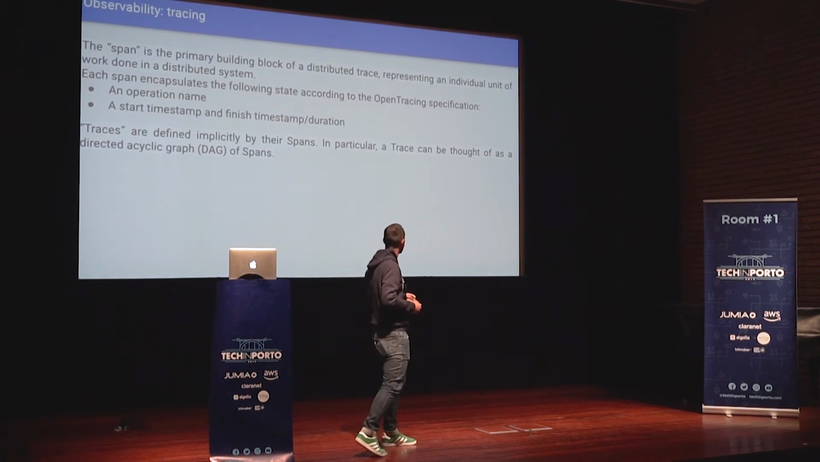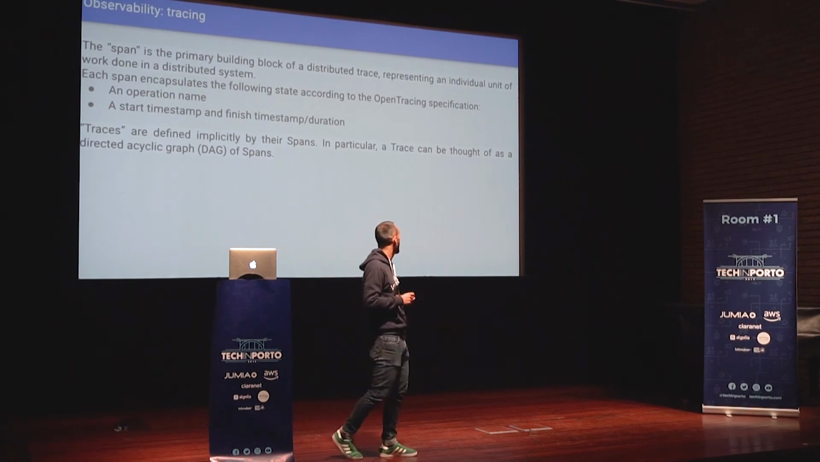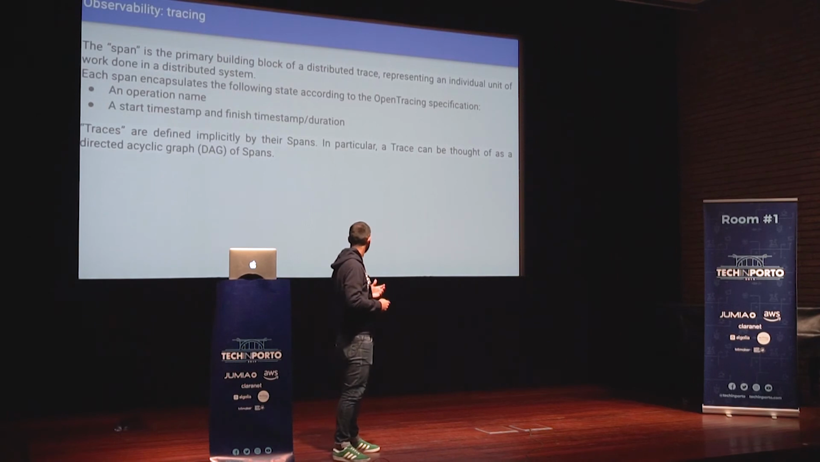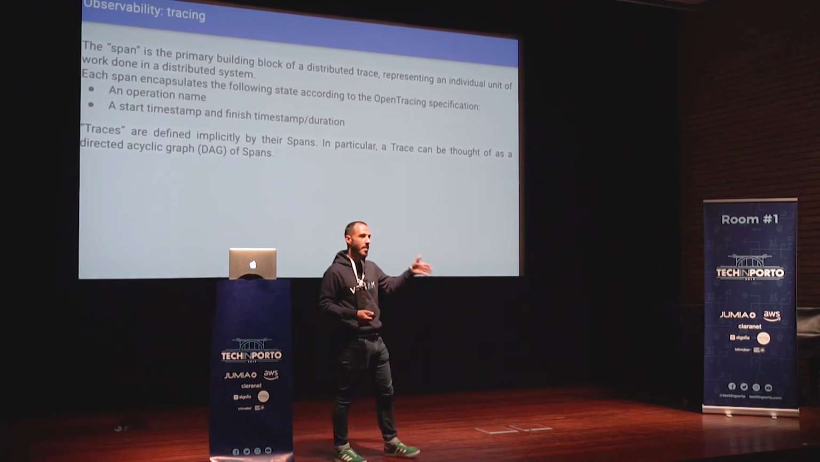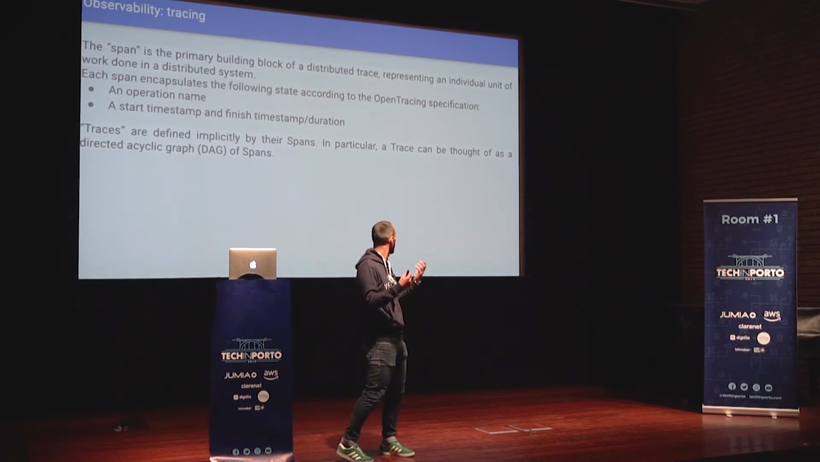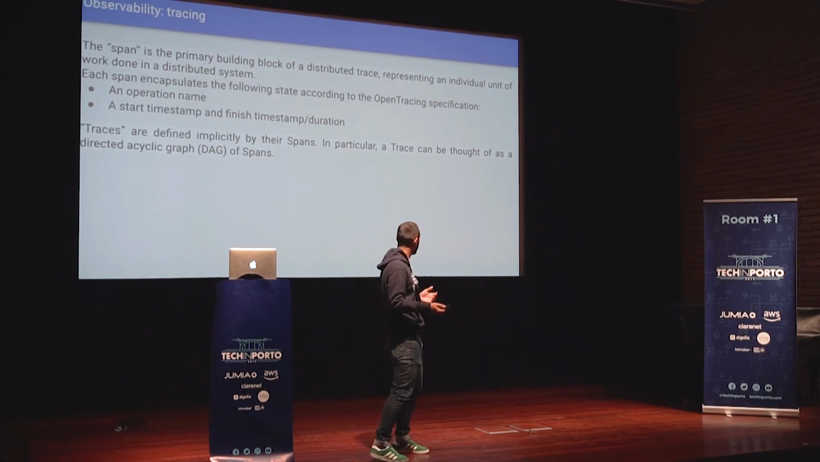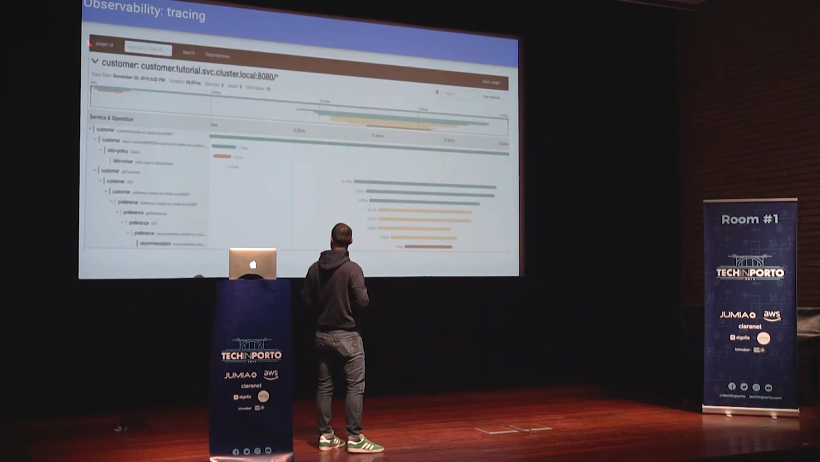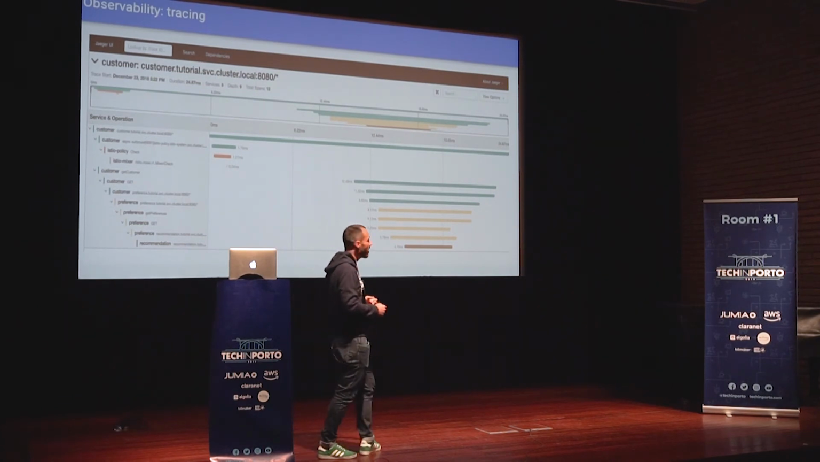One of those is tracing. There's a standard already called OpenTracing. And two important concepts for observability are a span, which is basically a block of time that has a name, has a starting time and a duration, and traces, which are basically an aggregate of those spans. So let's see an example of something that actually works in production. There's something called Jaeger. There's one called Zipkin. Jaeger was developed by Uber, I think.